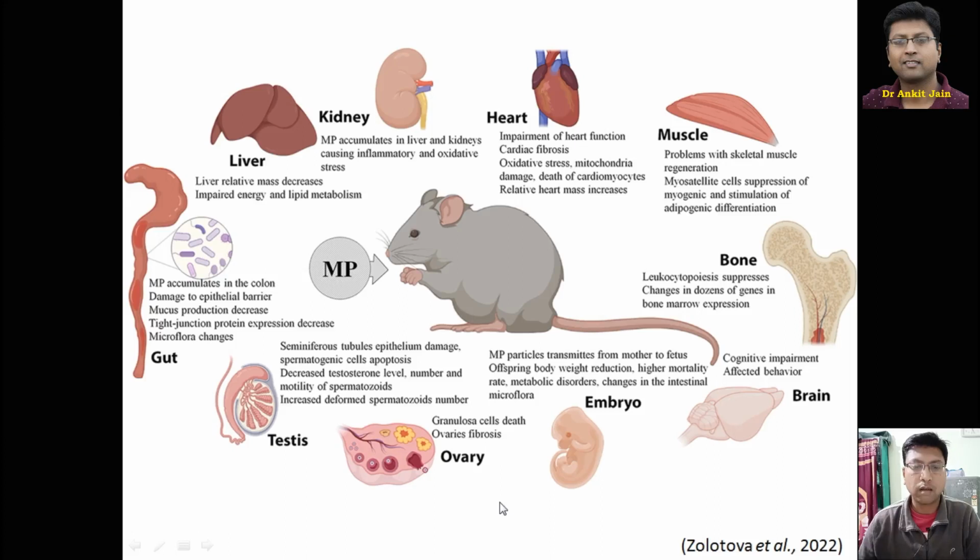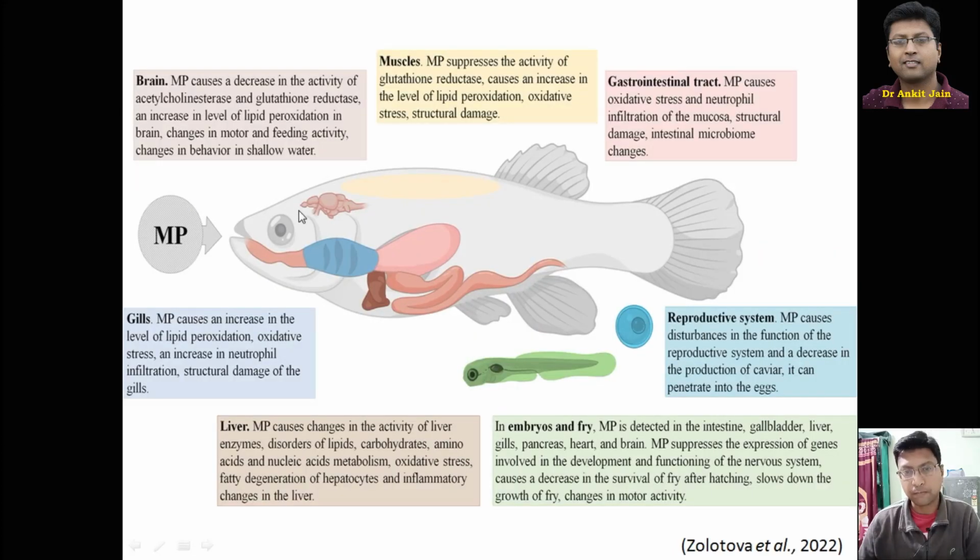There are different polyovarian syndromes. There is a decrease in spermatogenesis, and plastic is found in the gut, so it leads to a decrease in absorption, damage in the gut microflora, damage in the gut epithelial cells, reduction in liver size, etc. So the same things are seen in the marine ecosystem.